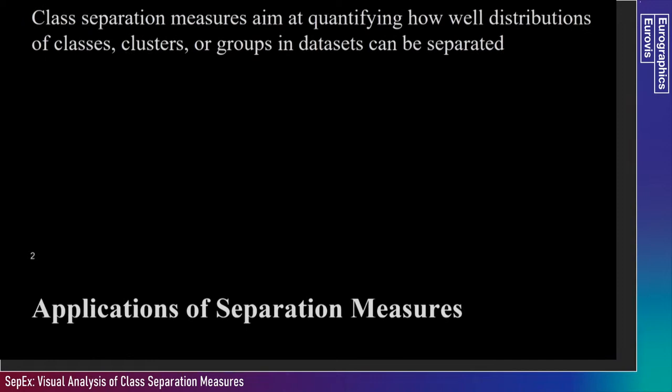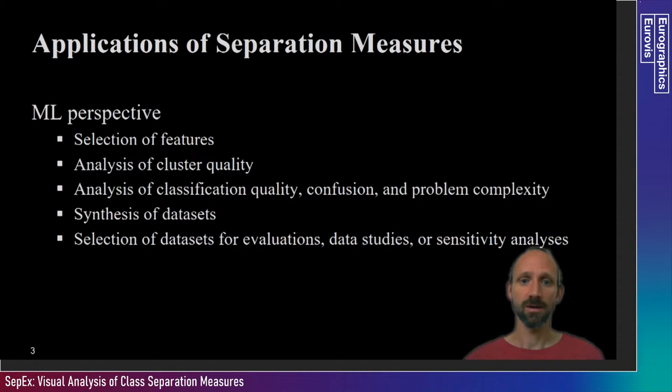Class separation measures have several applications in machine learning. First, they can be used for the selection of good, that means discriminatory, features. With class separation measures, we can determine how well a feature separates two or more classes. A classifier built upon this concept is, for example, the decision tree.